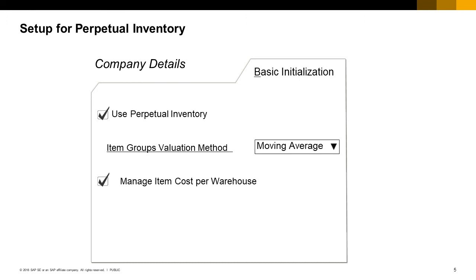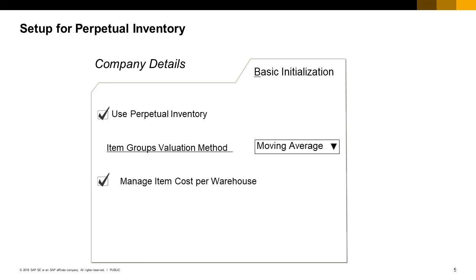If you choose to use perpetual inventory, you need to make the configuration settings during basic initialization, before posting any transactions. To activate perpetual inventory, select the checkbox on the Basic Initialization tab of the Company Details window. This transaction is under System Initialization in the Administration module. You can then set a default valuation method for your company. This default will be used whenever you create a new item group. You can, of course, change the default in the item group or any item assigned to the item group.